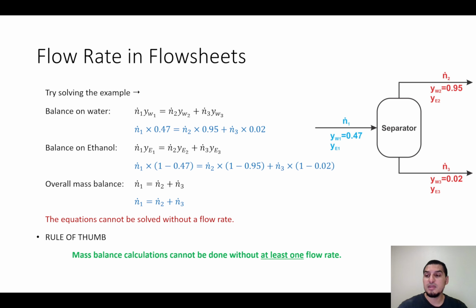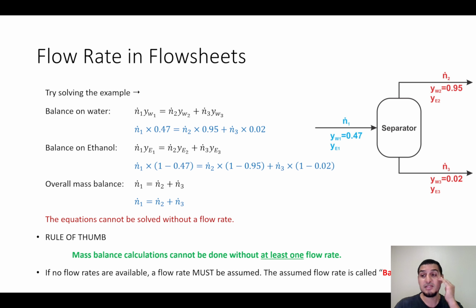So this is one thing that you have to keep in mind and check on before starting solving any problem, is that you have at least one quantity or one flow rate. Having all the information as compositions is not enough. We need to have at least one flow rate. So if I don't have a flow rate, I have to assume one, and this assumed flow rate, we call it a basis. So a basis is any value of a flow rate or a quantity that we assume in order to make the problem solvable.